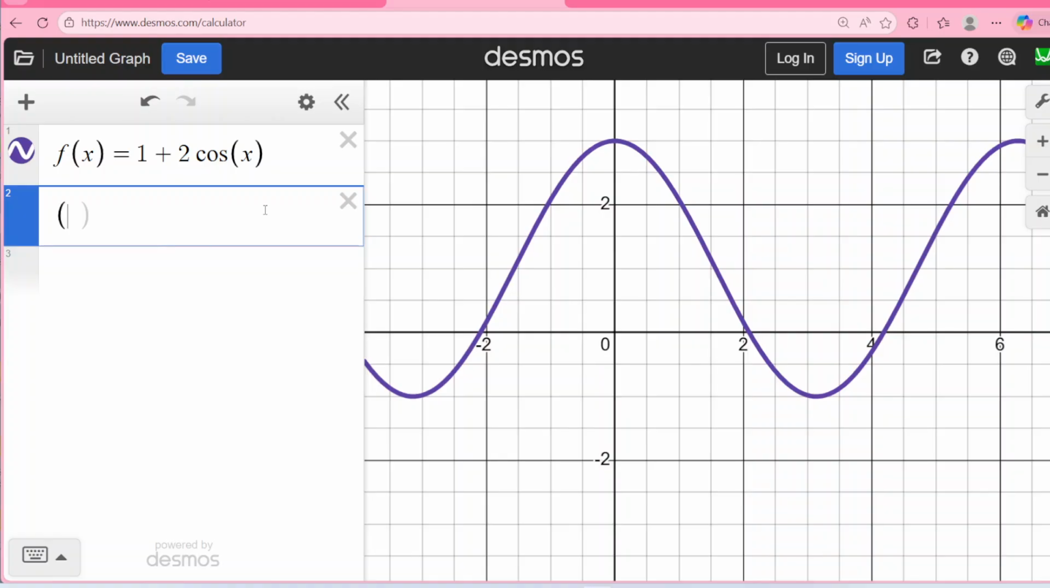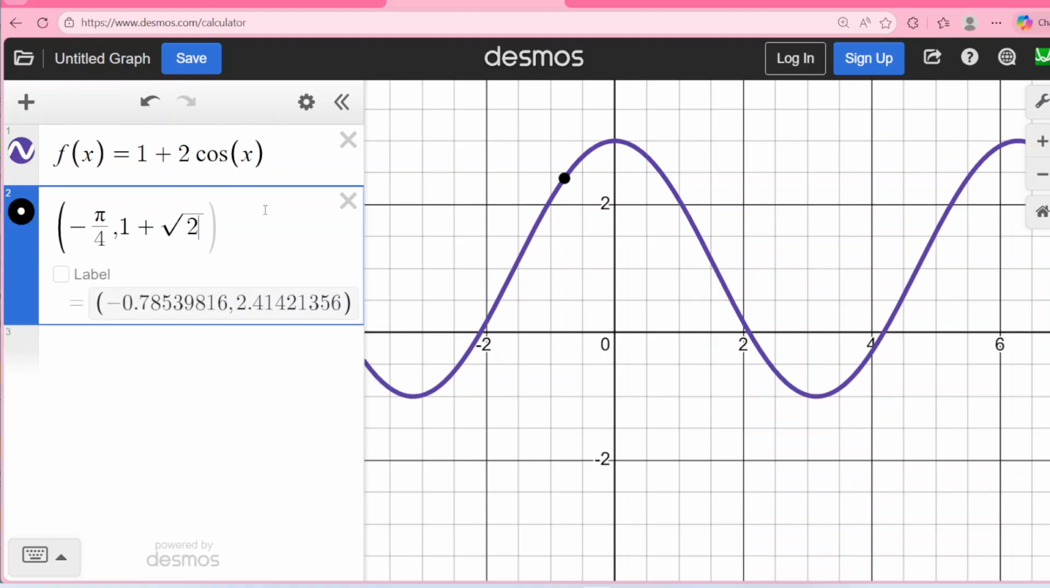And then here's the point. I'll plot this point. Negative pi, you can just type pi, negative pi over 4, comma, and then 1 plus the square root, just sqrt, square root of 2. And here I'll label it. Now they're rounding it here. See, this is what they don't want in the assignment. See, this is estimated, 2.4142, right? That number is an estimate. That is not exact. Exact means just write 1 plus the square root of 2, right? Leave it as it was.